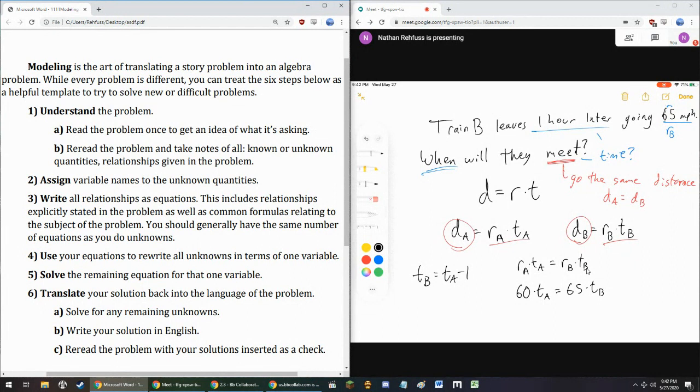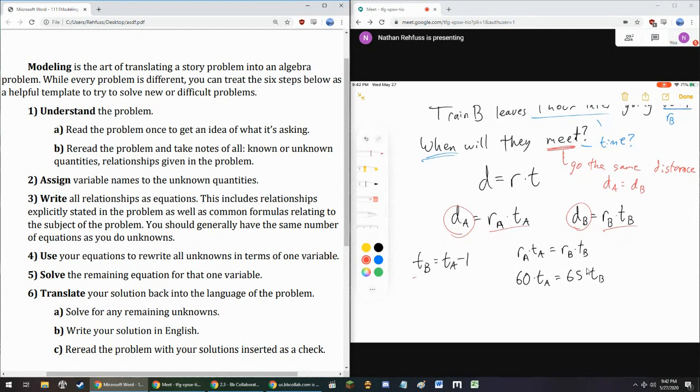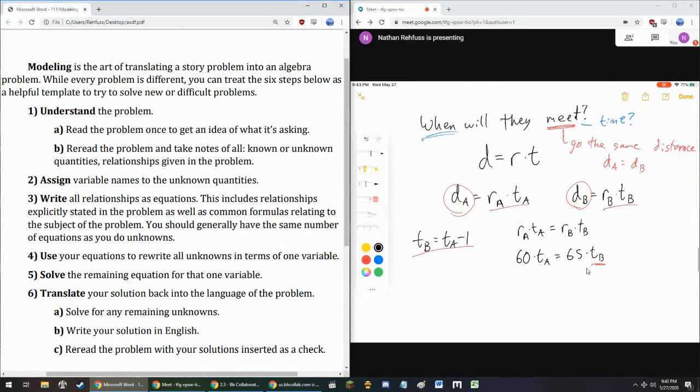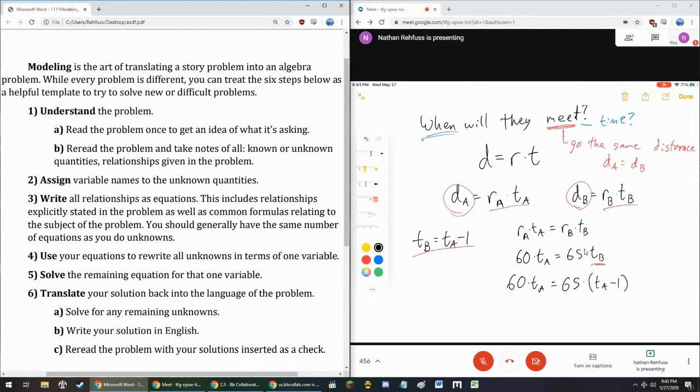Okay. I'm going to substitute this in here. 60 TA equals 65 times, and parentheses again are crucial here, TA minus 1. This whole time is being multiplied by 65. So if it's being replaced with 2 terms, they have to be in parentheses so that the whole thing gets multiplied by 65. Okay, now we're just about ready to go.